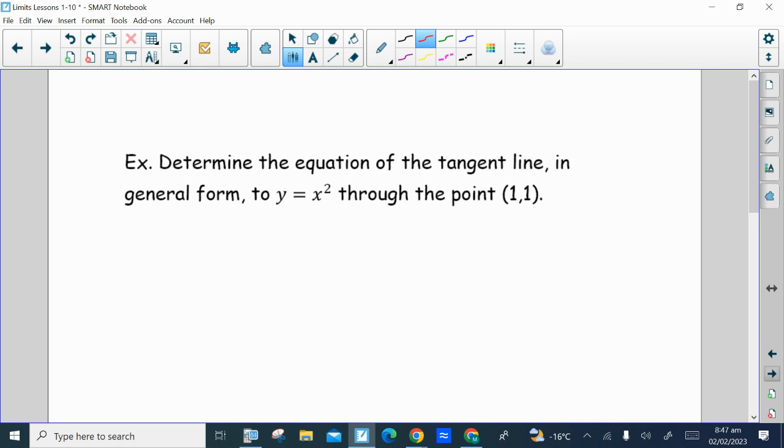So here's an example where we're not given a table. We're going to have to do it on our own. Determine the equation of the tangent line in general form.